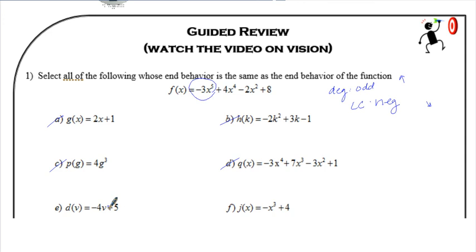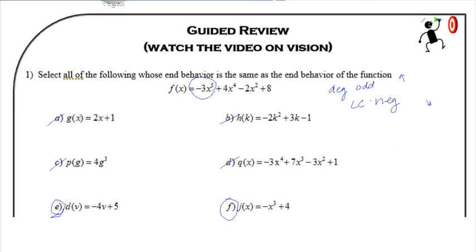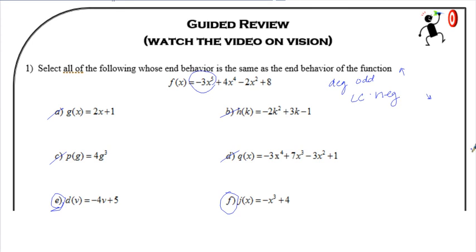This one is linear with a negative leading coefficient, so this one is in fact acting like this, so that's a match. And then the last one, this is an odd degree, so that's a good match. And there's a negative leading coefficient, so it does act the same as our original function. So make sure you have that little chart in your head of how even and odd degrees and positive and negative leading coefficients work. And you should be good to go on that part of the quiz.